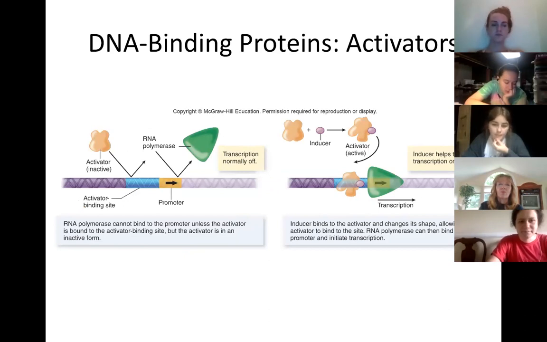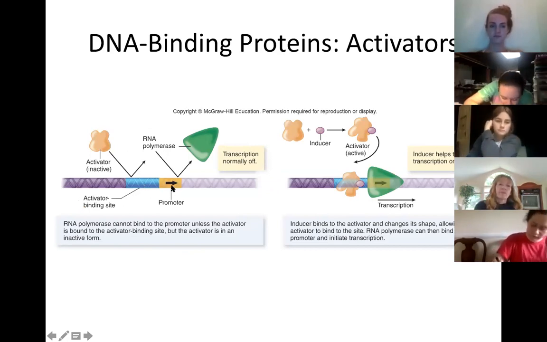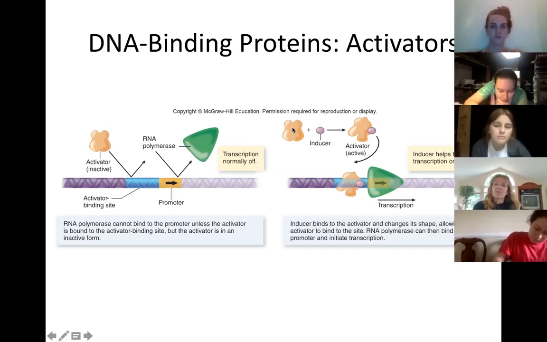But this is the activator, and this is actually looking at a similar situation that we'll talk about for the lac operon in just a second. Here you see the activator site is upstream. You see the promoter here, and in this case, the activator is not bound, so the promoter cannot bind. Now, in order for the activator to bind, you have to have an inducer. So the inducer binds to the activator, and the activator is then able to bind upstream.